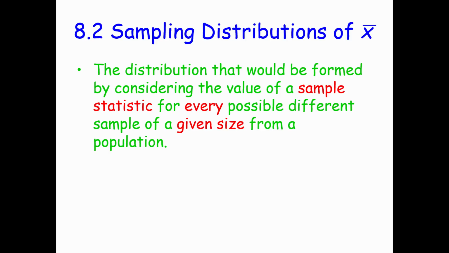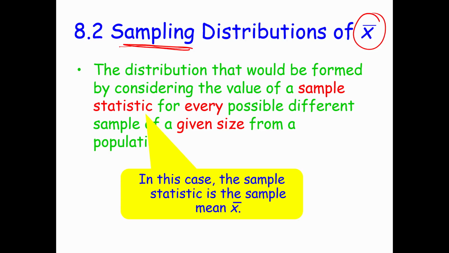Okay, so here we go. The distribution that would be formed by considering the value of a sample statistic for every possible different sample of a given size from a population. So we're talking about sampling distributions. We're talking about doing lots of samplings and then finding out what the mean is going to be. So in this case, the sample statistic is the mean. So X bar is going to be the mean.